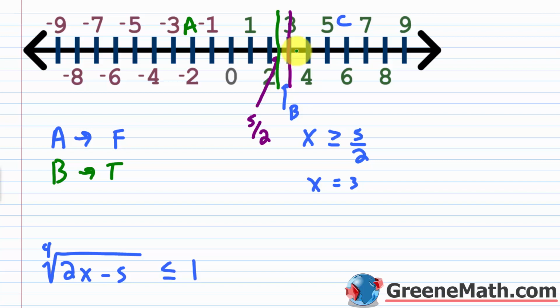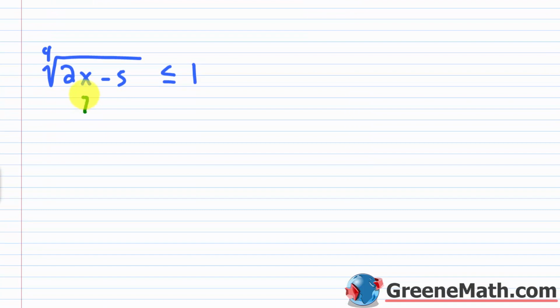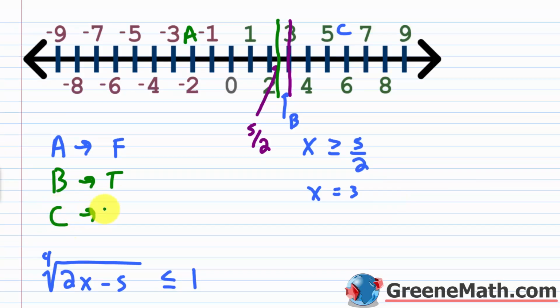Well, you can test anything you want. So let's just pick 4 and plug that in. Again, I'm just going to slide down for a minute. If I plugged in a 4 there, what would I get? Well, 2 times 4 is 8. 8 minus 5 is 3. So you'd have the 4th root of 3 is less than or equal to 1. If I approximate the 4th root of 3, I get about 1.32, which is larger than 1. So this is false. Things in interval C don't work, and we'll say that for interval C, it's false.